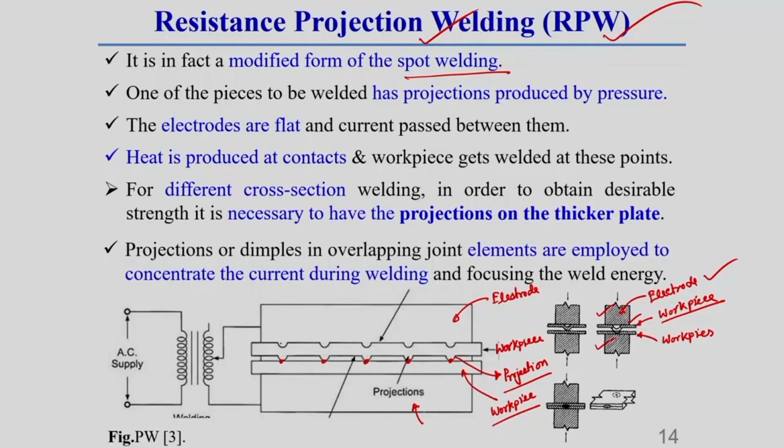As it is formed by using a projection in one workpiece, that is why it is called resistance projection welding. Here one thing you should keep in mind: if we are using two plates of different thickness, then in that case we have to make the projection in the thicker plate.